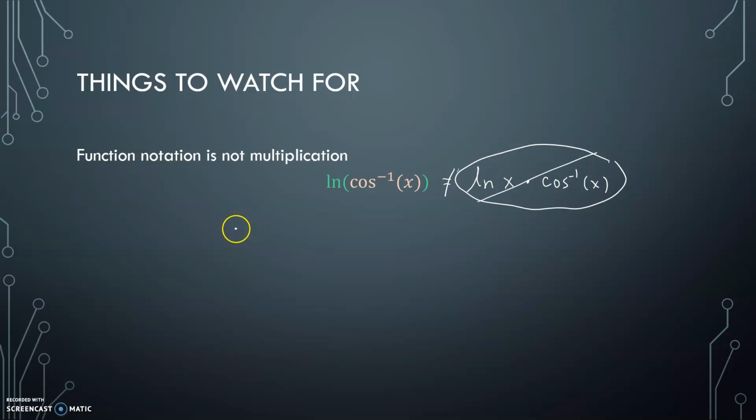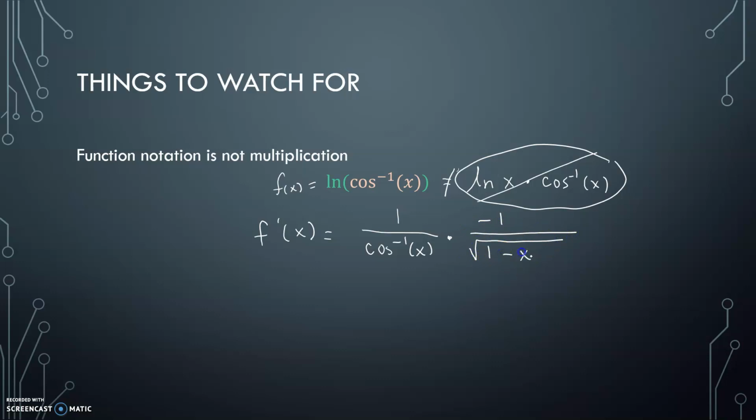So if I were going to take this derivative, I would start by taking the derivative of natural log, which would be 1 over, and then I leave the baby alone, and then I multiply times the derivative of cosine inverse, which is -1 over the square root of 1 minus x squared.